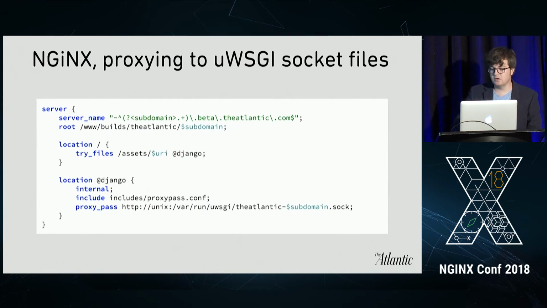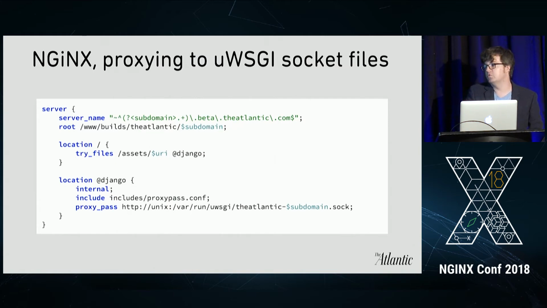And to tie it all together, we use NGINX to proxy to these uWSGI socket files. The magic here happens with the regular expression in the server name. Mike was the one who discovered that you could include a capture group in the server name regex, and then use it as a variable inside your server config. So we define the server root directory off of it, and then point the Zerg server's HTTP socket file in the proxy pass. You'll notice we're using proxy pass and not uWSGI pass.